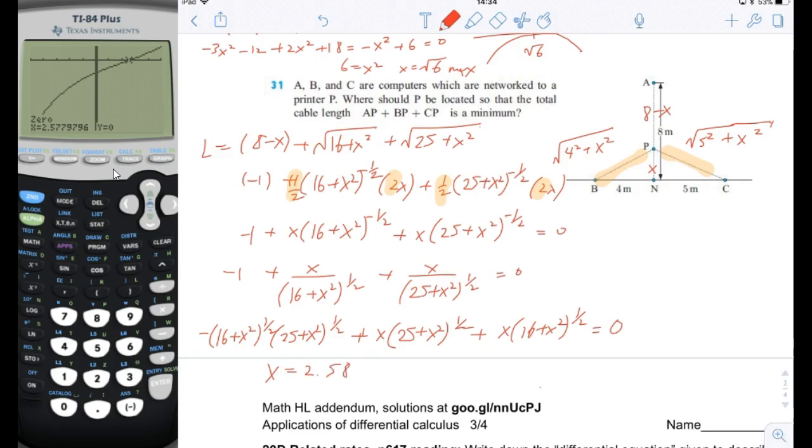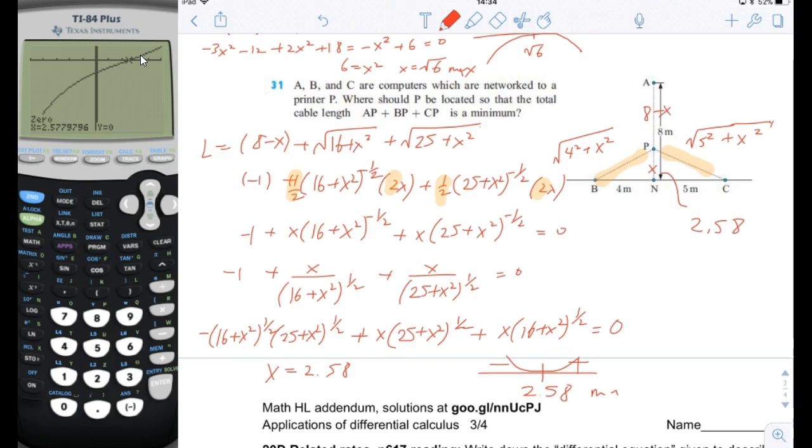We would do a sign diagram maybe to see if it is a minimum or maximum. We could put in a number to the left of 2.58 first. And actually, if you look at the graph, to the left of 2.58 we have negative values, and to the right of 2.58 we have positive values. So we know it's negative, positive like that. That means 2.58 is a minimum and not a maximum. And so basically, if that length there is 2.58, then the total cable lengths AP, BP, and PC are minimized.